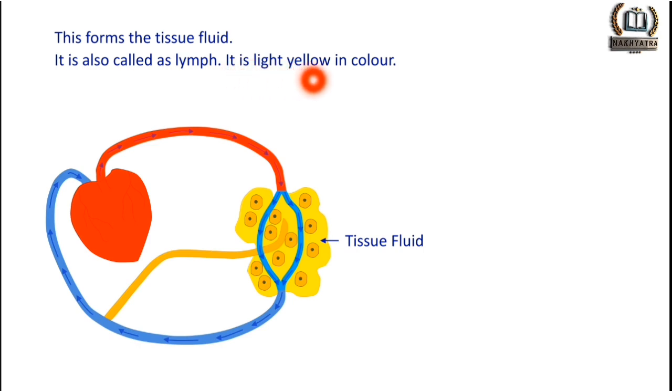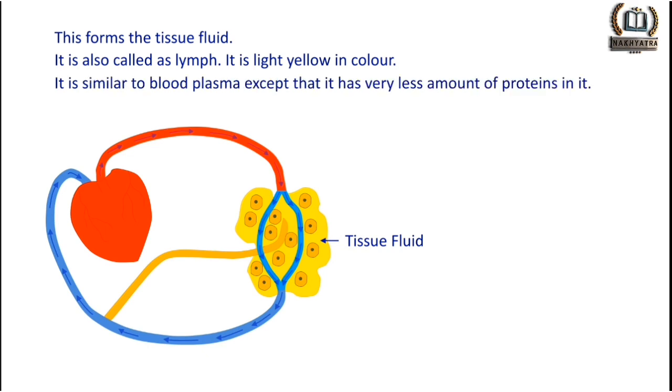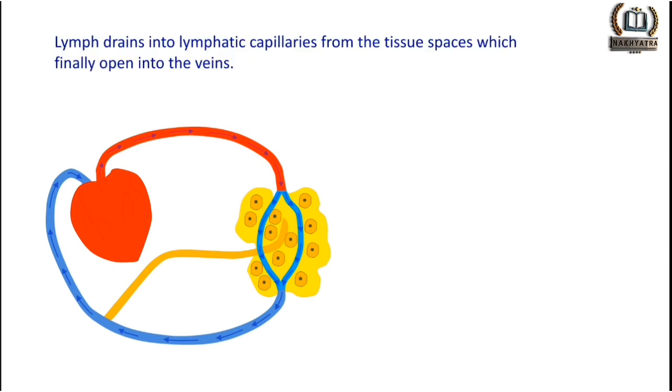It is light yellow in color. So the tissue fluid is also called lymph. Lymph is similar to blood plasma, except that it has very less amount of proteins in it. But proteins are much more in blood plasma.